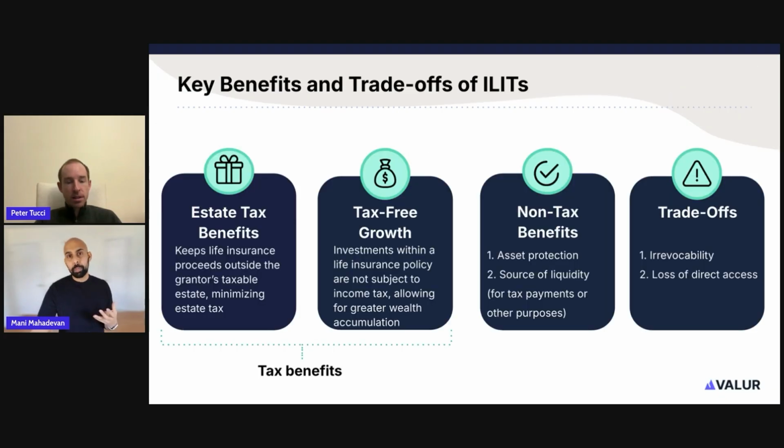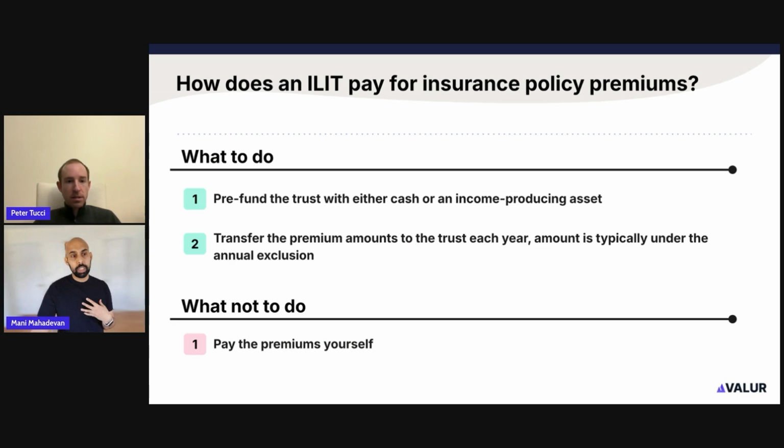How do you really optimize ILITs and the policy here with how do you pay for the policy premium? And the answer is it really depends on the type of policy you have. Maybe Peter, let's start with what kind of just how do policies compare between term and permanent life insurance?